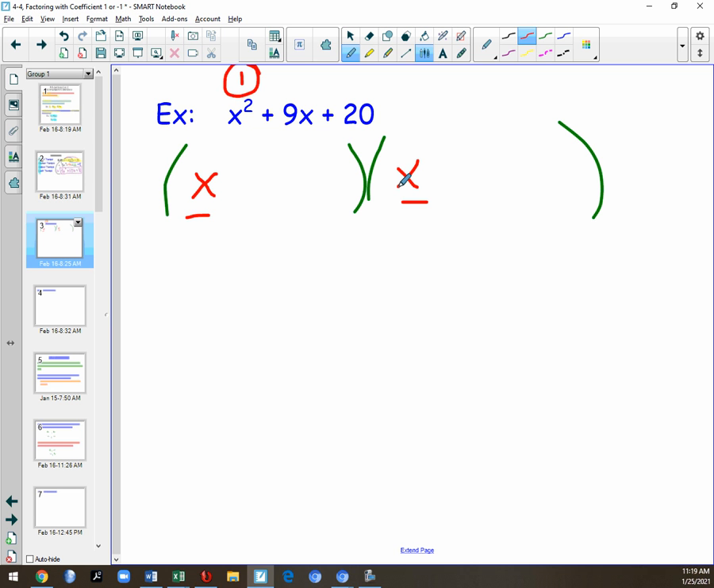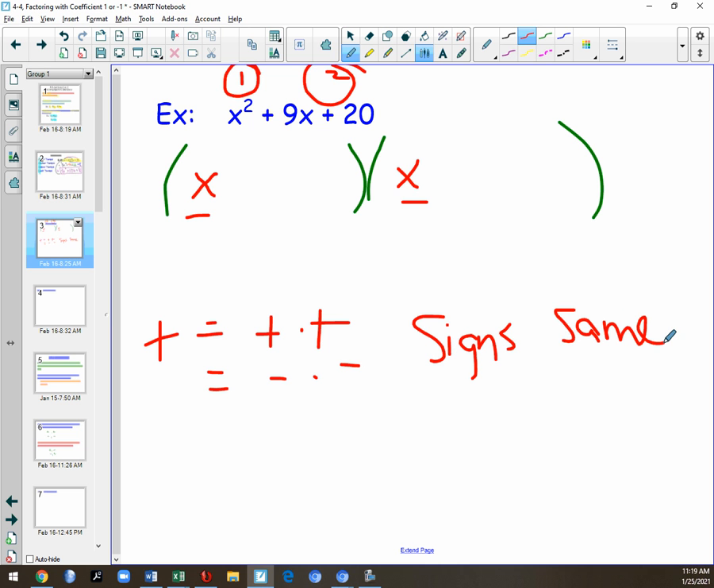The second thing is I want you to now go ahead and look at the last sign. Okay, the last sign means I need to have a positive. So how do I get a positive? A positive outcome is going to be made by having a positive times a positive or a negative times a negative, meaning your signs must be the same.